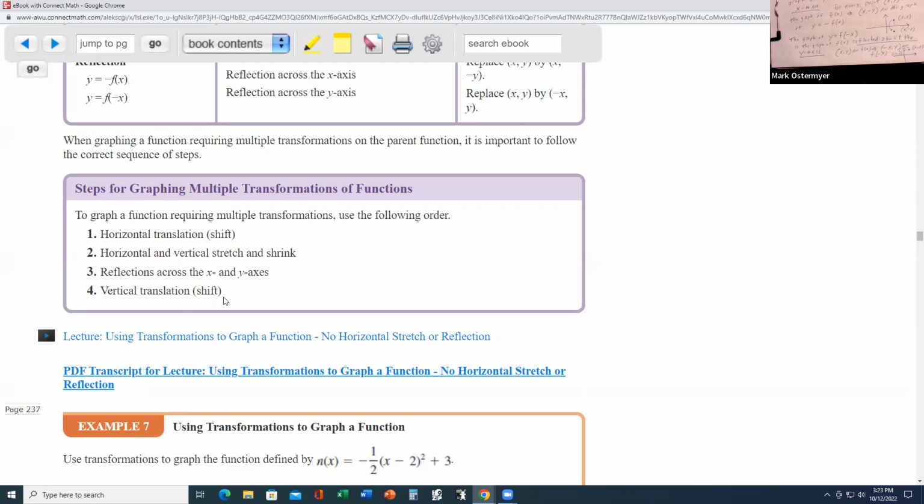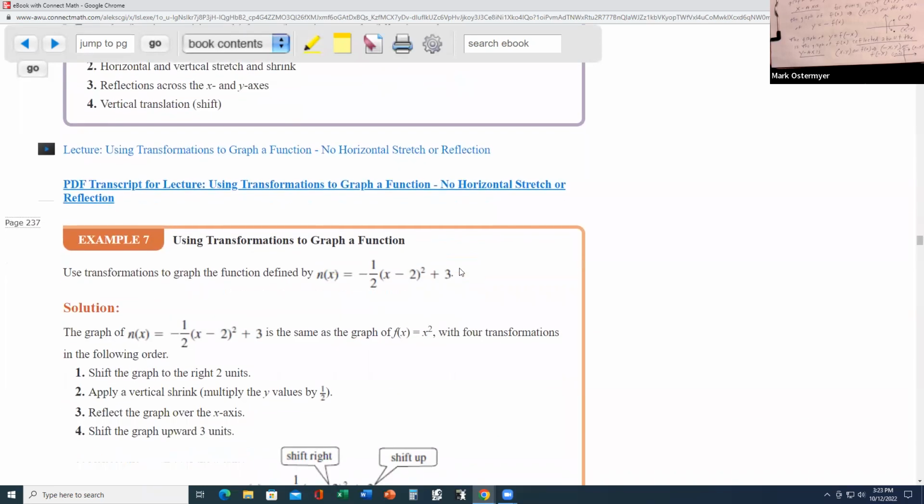And last but not least, you want to deal with the vertical translations if your graph has been shifted upwards or downwards. So notice the order in which we tackle the myriad of transformations that could be exhibited by a function here. We deal with horizontal translations first, then horizontal and vertical stretching and shrinking, reflections of any kind, and then the vertical translations. I would become familiar with this order of transformations, okay? Because we want to take them in the order in which they suggest here.